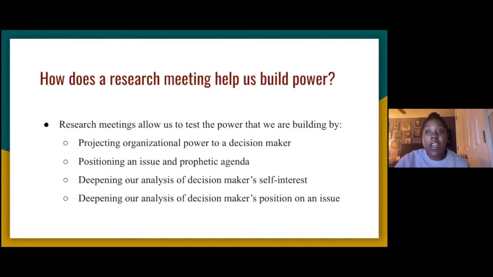Another way that our research meetings show power is that it allows us to figure out what our lawmakers' self-interest is, right? What is it that they show up for? What is it that is going to move them on an issue? And what is it that has called them to be in the position that they're in? And then lastly, it helps us understand someone's position on an issue so we know how to engage them around an issue.